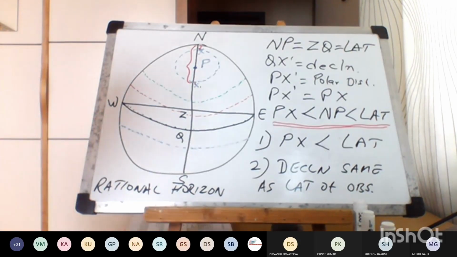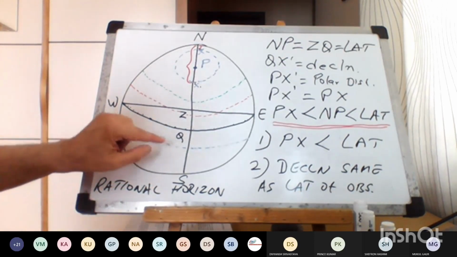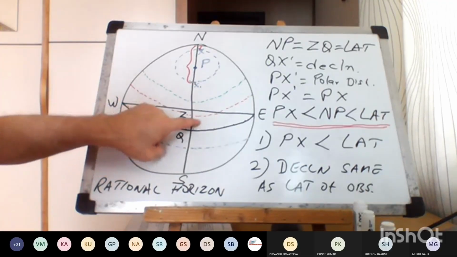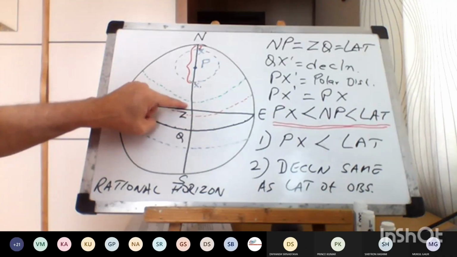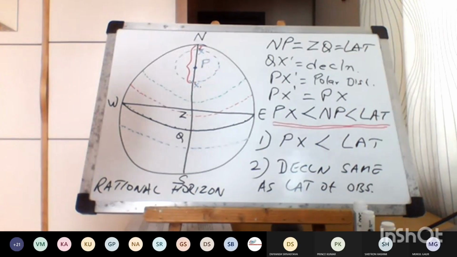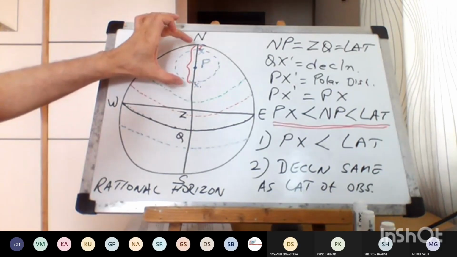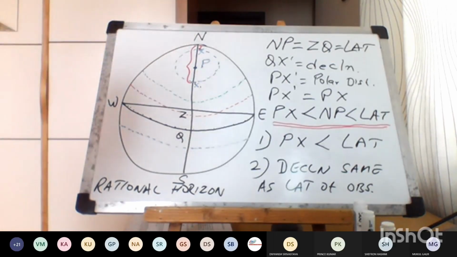In this diagram I have explained to you how the bodies of different declination move. South declination, north declination less than the latitude, north declination more than the latitude, and a body which is circumpolar where the polar distance is less than the latitude. Upper meridian passage, lower meridian passage, upper meridian passage altitude, lower meridian passage altitude.